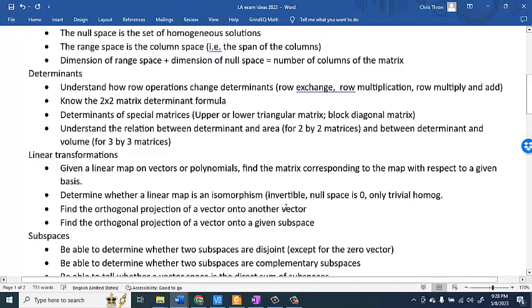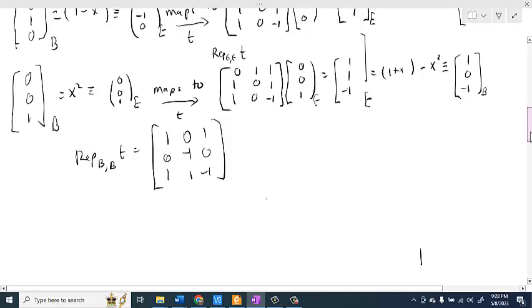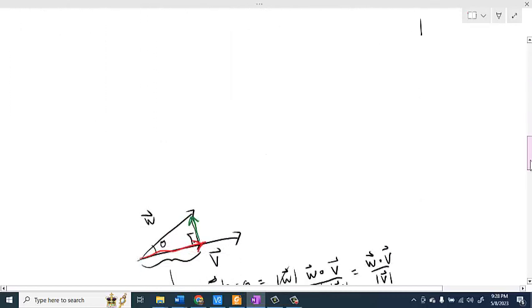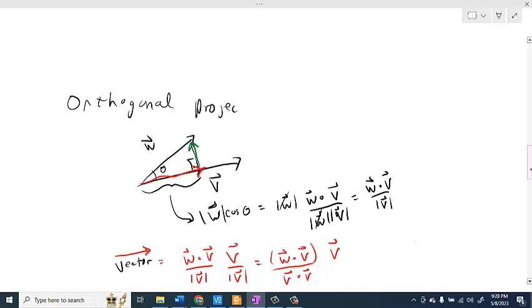Next, find the orthogonal projection of a vector onto another vector. There's a formula, but there's also a geometrical understanding, which you should have. It's easy to draw the picture. I drew it down here. So if I want the orthogonal projection of W onto V, okay, what do I do? Well, here I draw W, here I draw V. I drop the perpendicular, basically. The orthogonal projection is this red vector here.